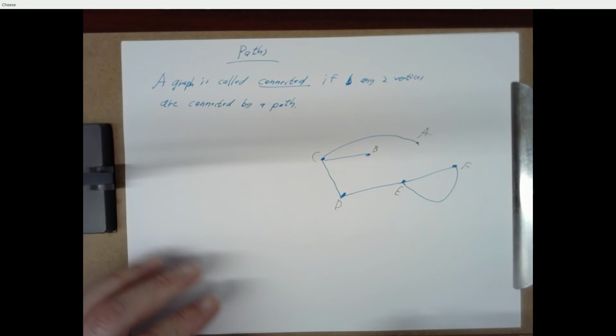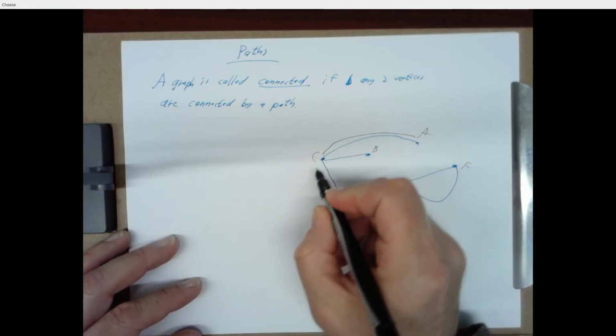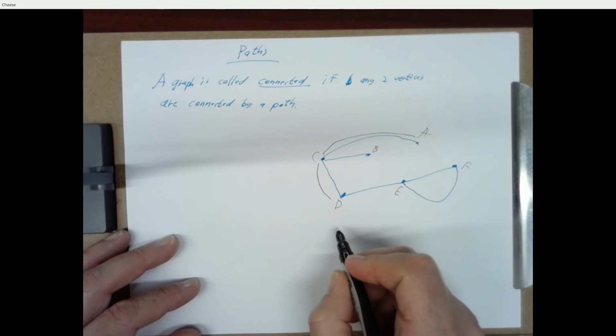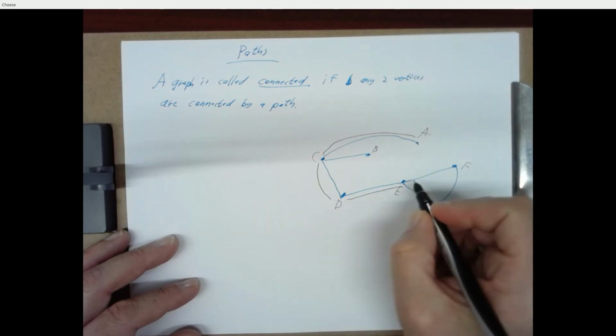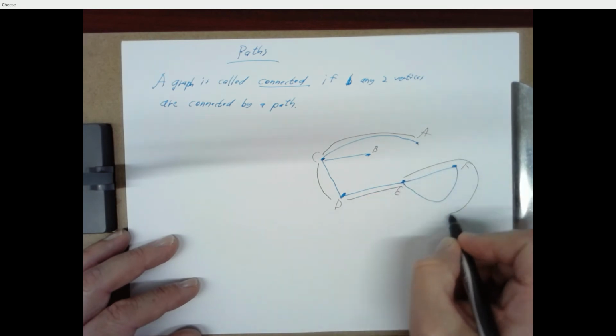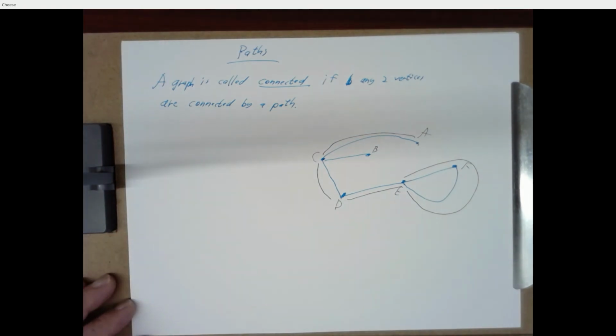Another path from A to E would be to go along here to C, and then go along here to D, and then go to E, and then go to F, and then come back to E. Technically, that's still a path. It starts at A and it ends at E.